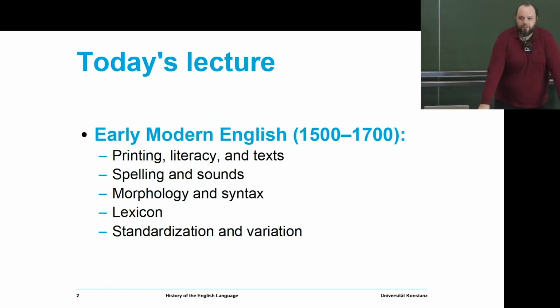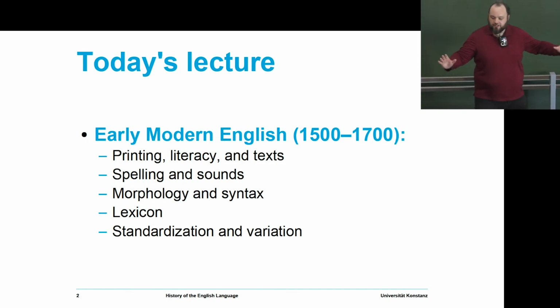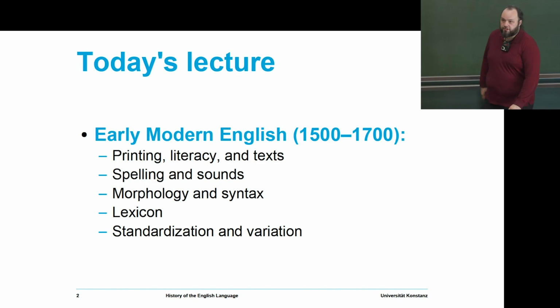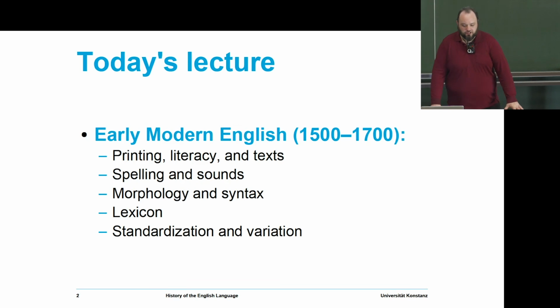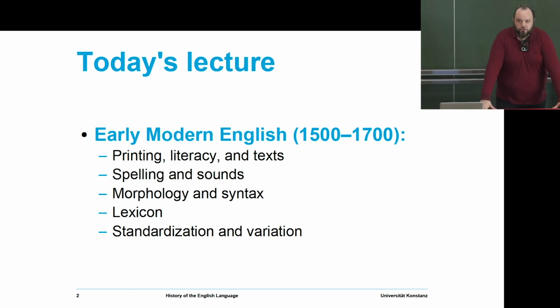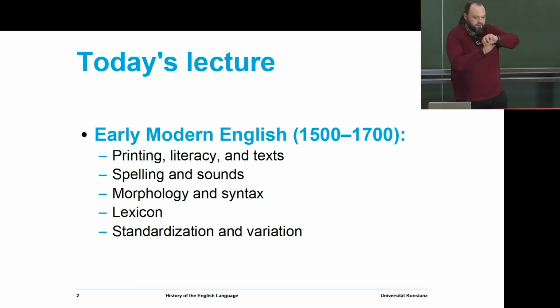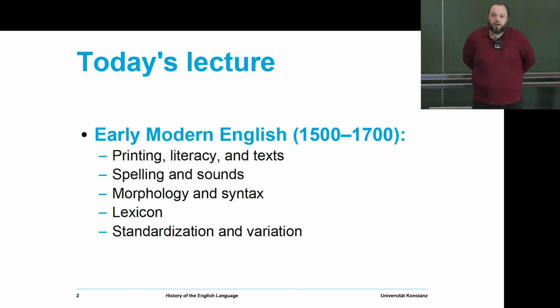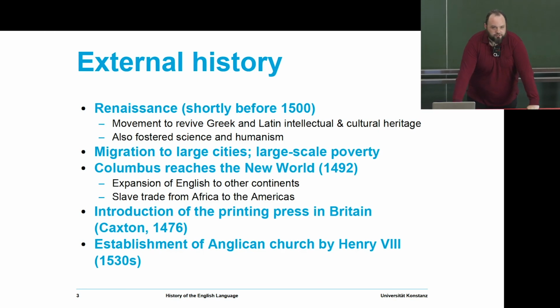So we'll be covering the same things as we've covered for all of the periods. We'll be talking about the external developments that shape the period. Printing, one of the major ones among them, literacy levels, which we haven't explicitly addressed so far, and the texts, of course, that are available during the period. Then we'll be going through spelling and sounds, the phonetics and phonology, the morphology and the syntax, the lexicon, the standardization and variation, and we're going to do all of that in the next 1 hour and 12 minutes. So, hold on to your seatbelts, or whatever you say.